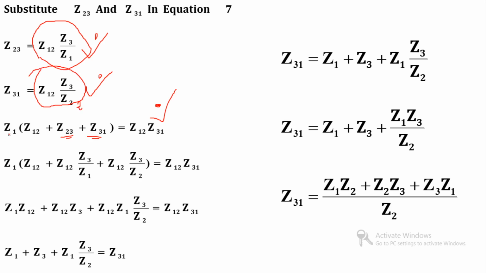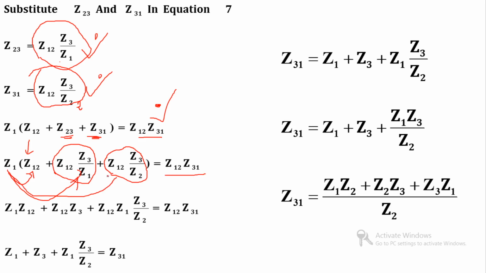So, Z1 as it is, Z12 as it is. Now, Z23 is equal to Z12 into Z3 by Z1. So, I will replace Z23 by Z12 into Z3 by Z1 and I will replace Z31 by Z12 into Z3 by Z2. So, I will replace Z12 multiply by Z3 by Z2 to Z31 and this will remain as it is, Z12 into Z31. So, we will multiply Z1 with all these 3 terms.